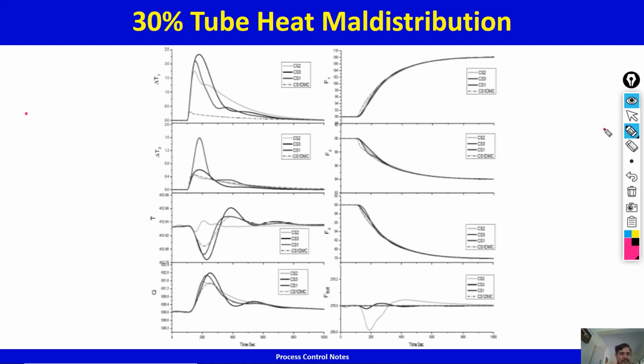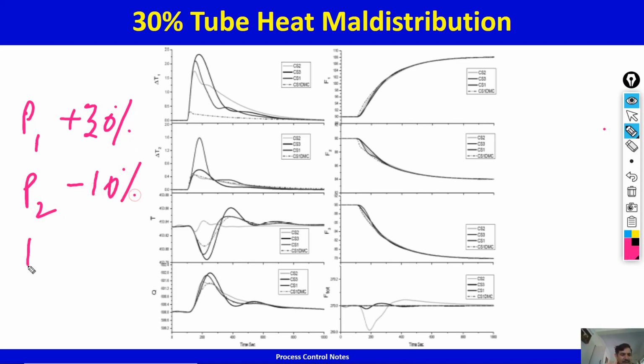Pass 1, the heating rate increases 30%. Pass 2, it decreases by 20% or 10%, I don't remember, but pass 3, it decreases by 20%. So if you sum these up, the total heating rate is the same. It's just that tube 1 is receiving much more heating. Tube 2 and tube 3 are receiving less heating.